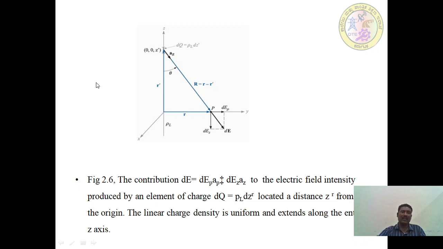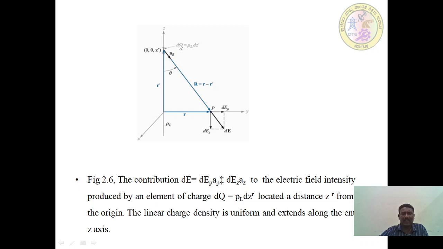See here, there is an x axis, y axis and z axis. On the z axis the line charge is placed and the name of the line charge is rho L. Rho L indicates the line charge density, over which this is placed. On the z axis some point dQ is taken.